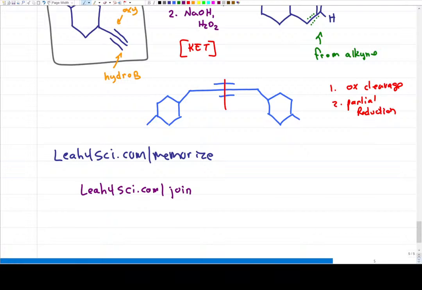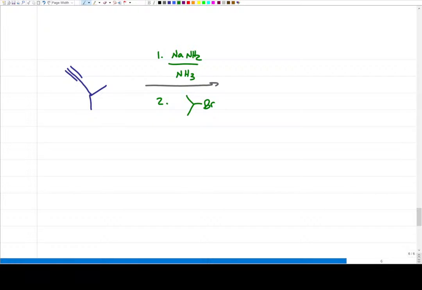All right, let's continue. For the next problem, which one do I want to do? Let's do this one. If I give you a starting molecule that looks like this, and I ask you to react it in a series of steps. Step 1, NaNH2 in NH3, and then step 2 with this right here. This is a multi-step problem, and if you don't have a lot of time on your exam to work the whole thing out, I'm going to show you the step by step, and then I'll show you a quicker way to do it.